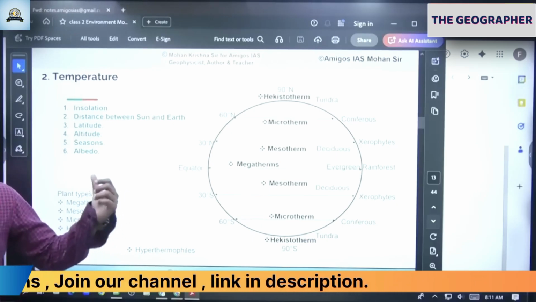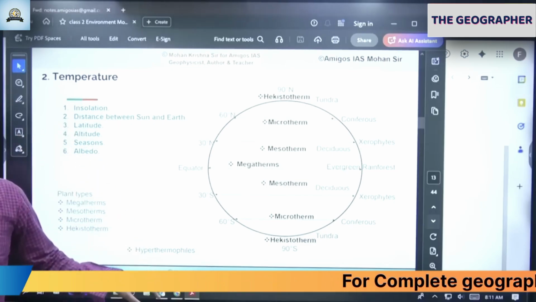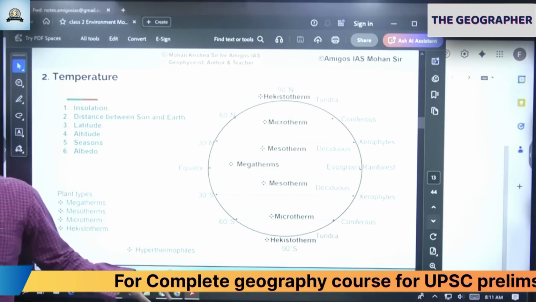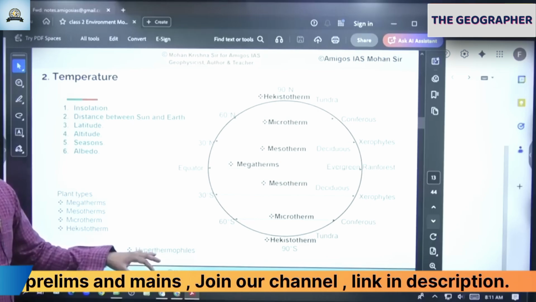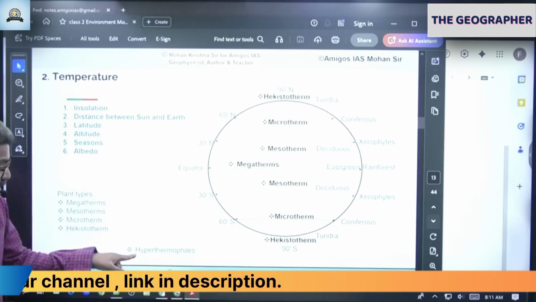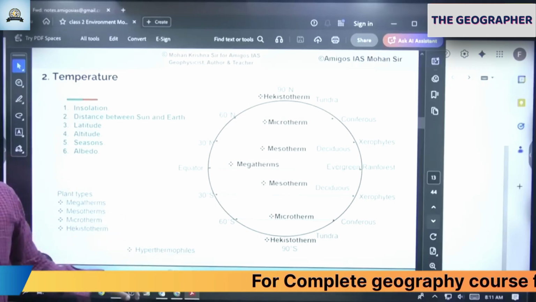Water bear, I'll show you that. Very weird looking species that can survive in extreme temperatures, even 120 degrees Celsius of heat, and also near radiation sites, nuclear radiation sites also it can survive. Okay, so those kind of species we have. Those are called hyperthermophiles, where there are extreme conditions also, some species will be there.